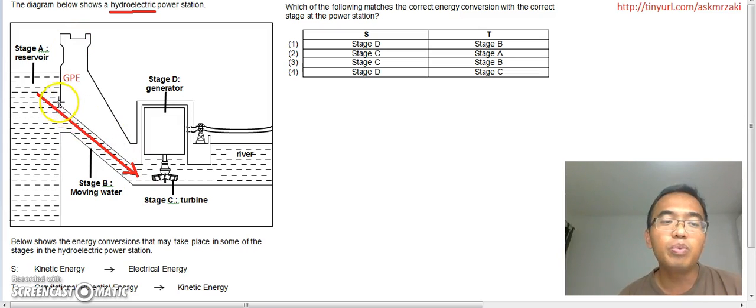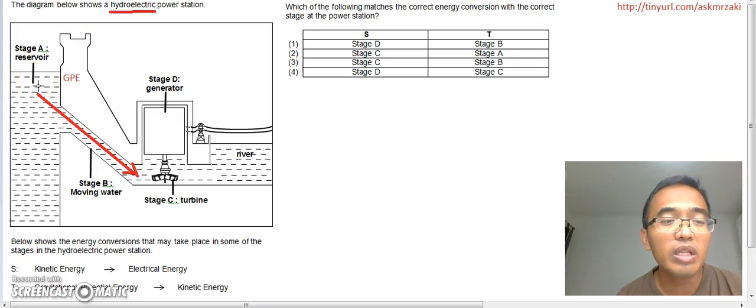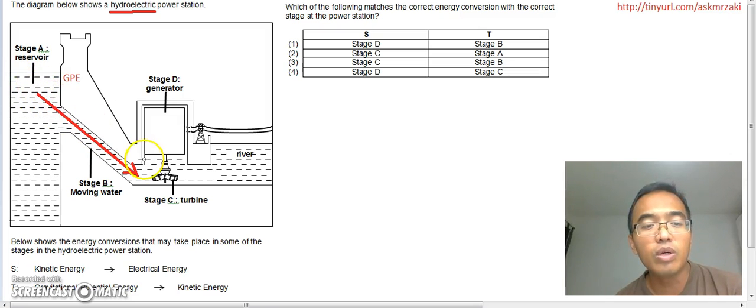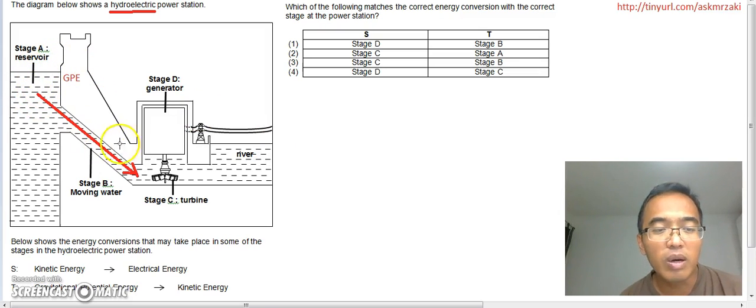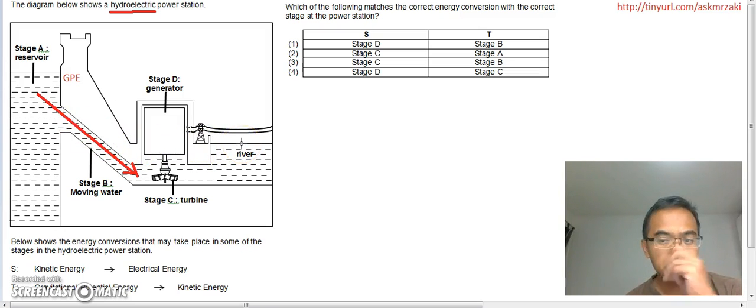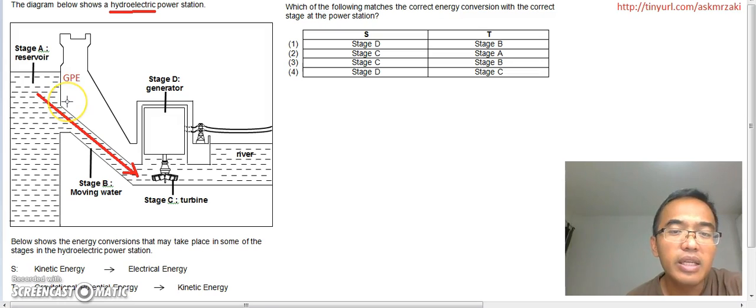So as gravity pulls the water down from up here to this level here, because there's a difference in height, there is one height of water here and another height of the water here in the river. So gravity will pull this water downwards to this level, and when that happens, gravitational potential energy is converted to movement energy, and we call movement energy kinetic energy.